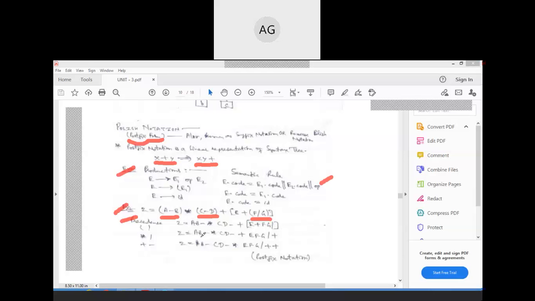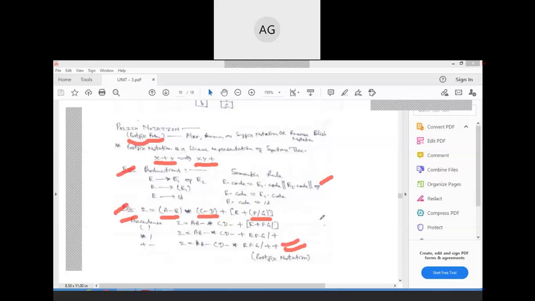Now we continue with these steps, and finally we get the postfix form as this. You already studied this in your data structure and algorithm subject. You just need to practice it because sometimes this conversion is given in the compiler design examination, so you should go through some questions related to postfix notation.